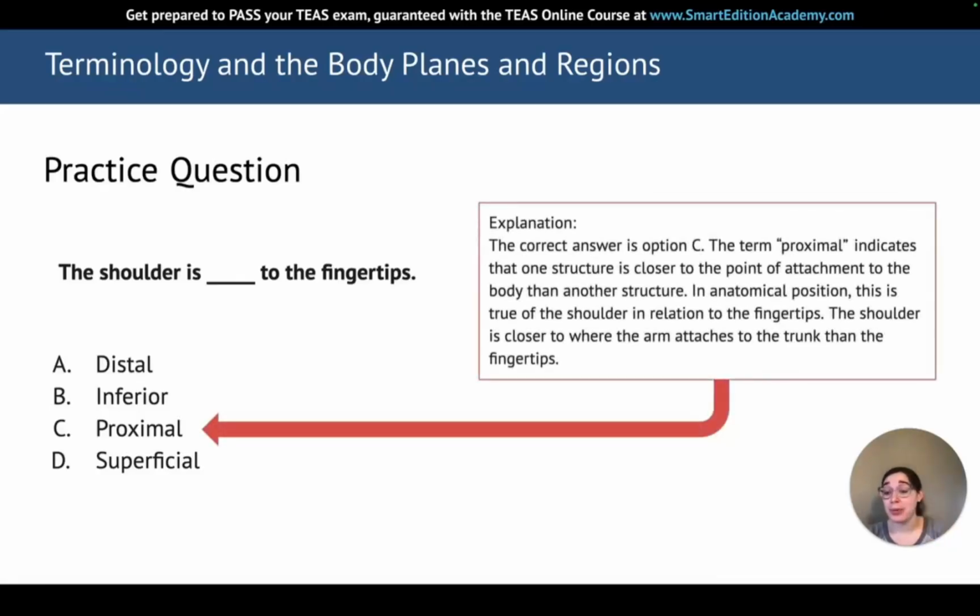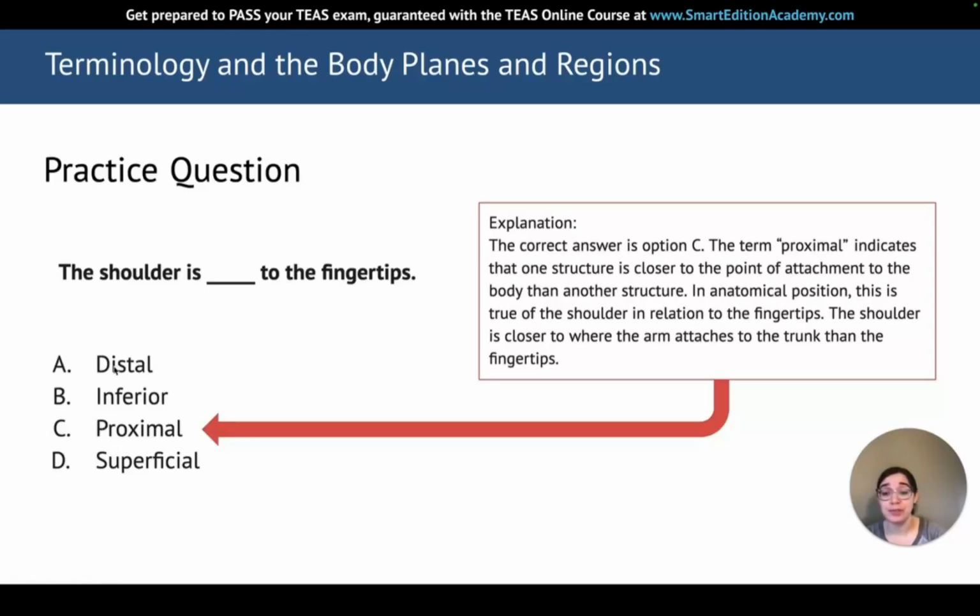So we've talked about proximal in several of our practice questions thus far. Remember that this term means that one body structure is closer to the point of attachment to the rest of the body than another structure. So when we're thinking about anatomical position, it makes sense that the shoulder is proximal to the fingertips because the shoulder is closer to where the arm as a whole attaches to the rest of the body than are the fingertips.